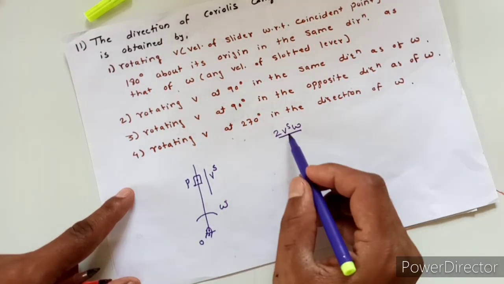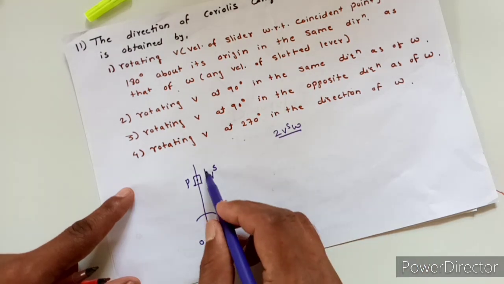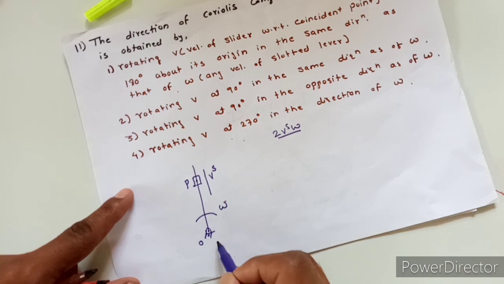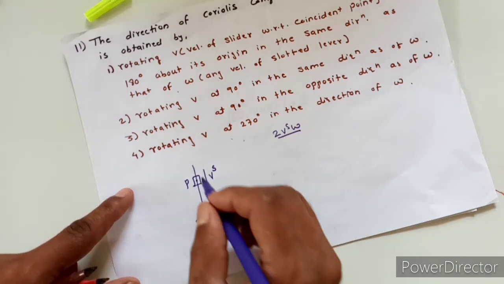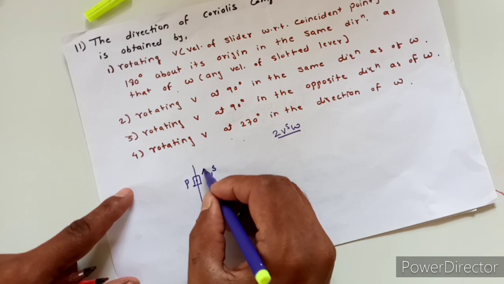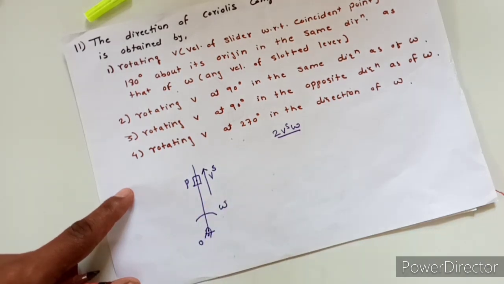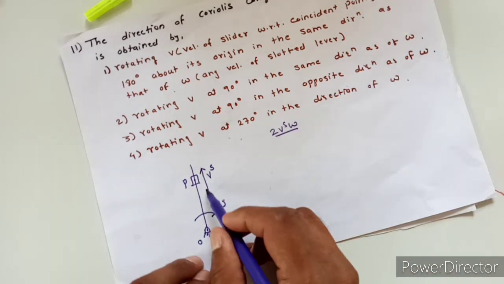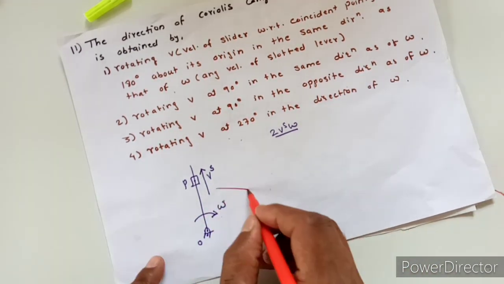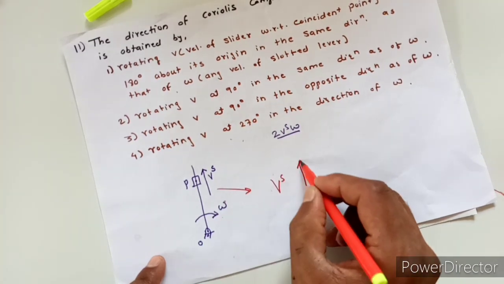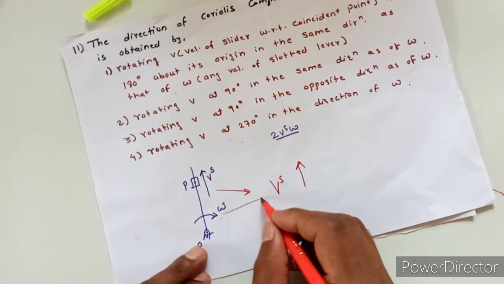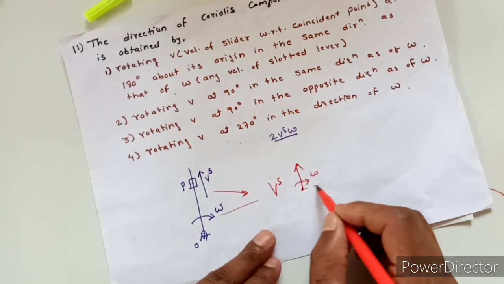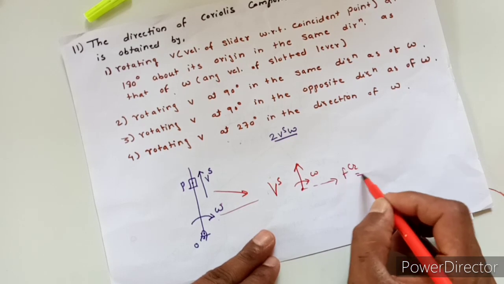And to find out the direction of this component, what we do is rotate this sliding velocity vector in the direction of angular velocity of the link through 90 degrees. Now for this case, let us suppose that velocity of slider is upwards, that is, the slider is moving in upward direction and the angular velocity of this link is clockwise. So we will take this sliding velocity vector vs. We will rotate this vector in the direction of omega, clockwise about its tail, to get the direction of Coriolis acceleration.